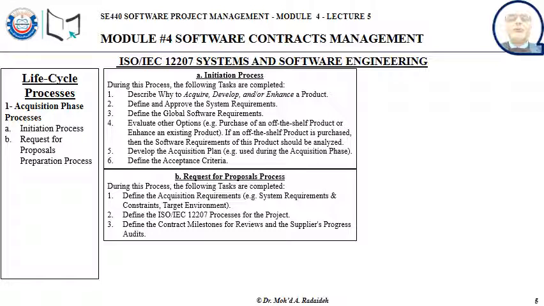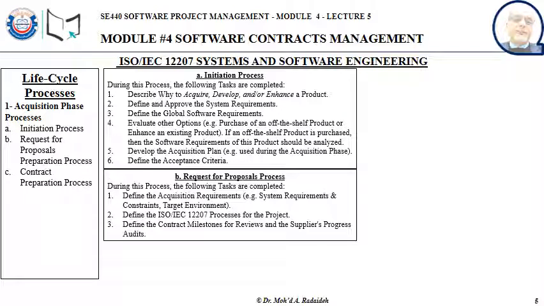What do we do to prepare the RFP, or the request for proposals? We define the acquisition requirements, like system requirements, constraints, target environment, etc. We define the ISO 12207 processes for the project, which processes are going to be used. We define the contract milestones for reviews and suppliers, the suppliers' progress audits, and how to audit the suppliers' progress.